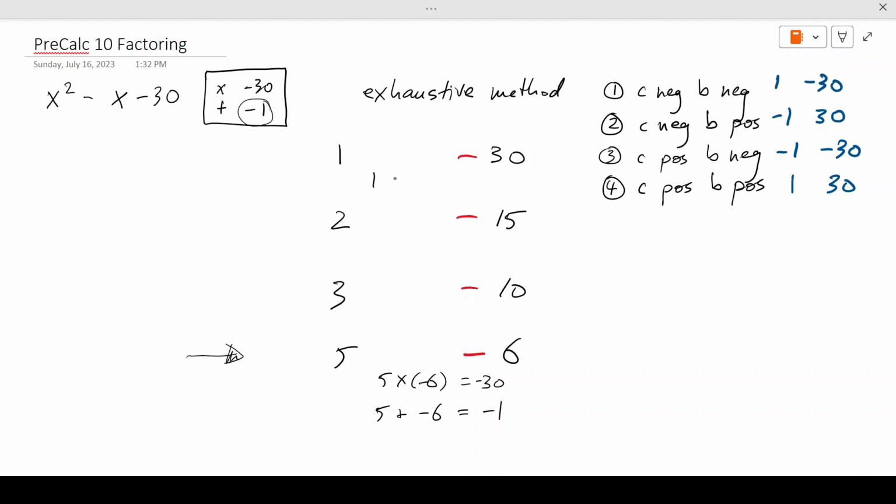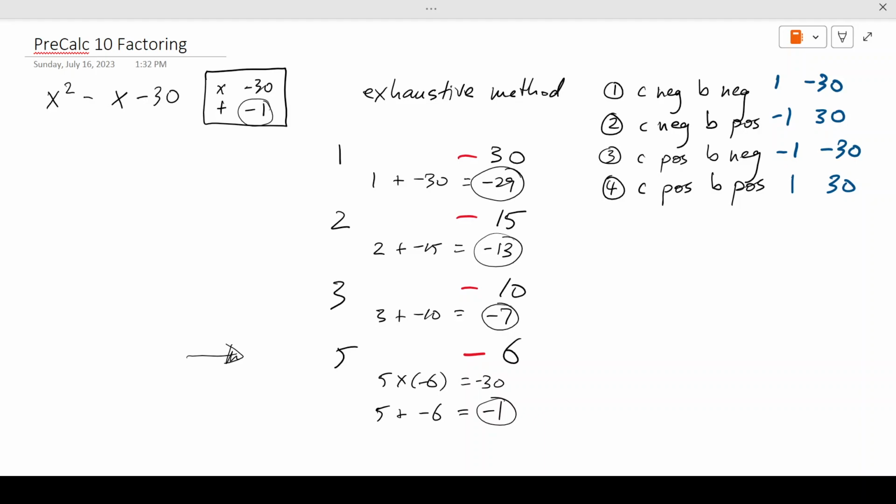We have 1 plus negative 30, that's negative 29. We have 2 plus negative 15, that's negative 13. And we have 3 plus negative 10, that is negative 7. Because I listed out all the possibilities in order, what happens is, in fact, the sums go from the biggest in absolute value down to the smallest. Okay, negative 29 is pretty big. Negative 13, a little smaller. Negative 7, smaller yet. Negative 1, smallest of all.